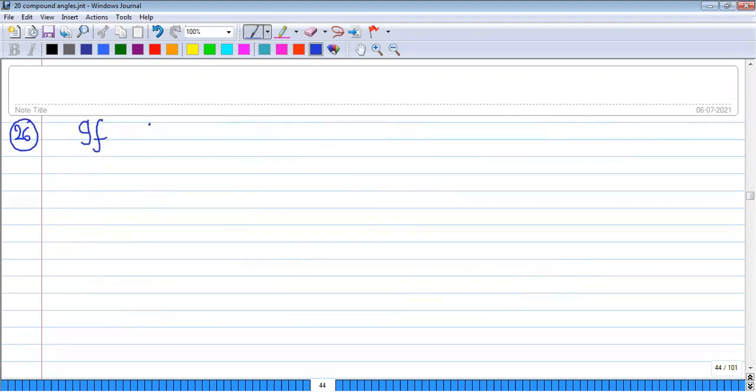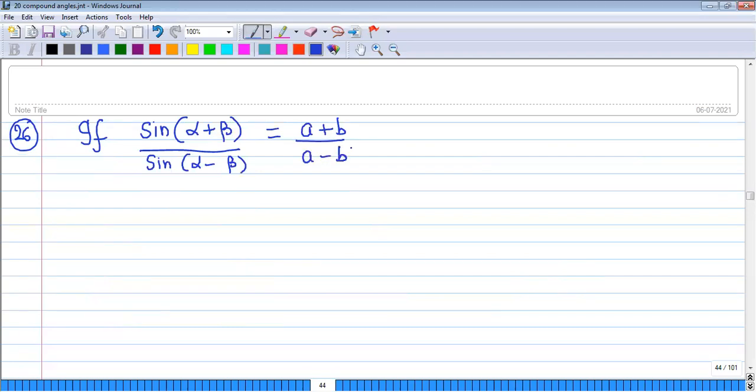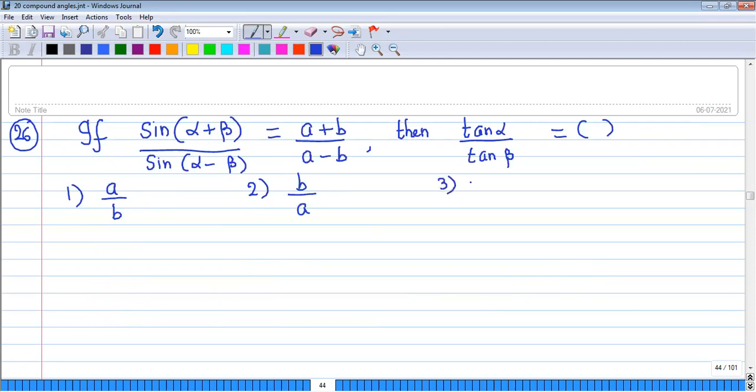26th problem. If sin of alpha plus beta upon sin of alpha minus beta equals to A plus B upon A minus B, then tan alpha by tan beta equals to: first option A upon B, second option B upon A, third option is A upon 2B, fourth option is negative A upon B.